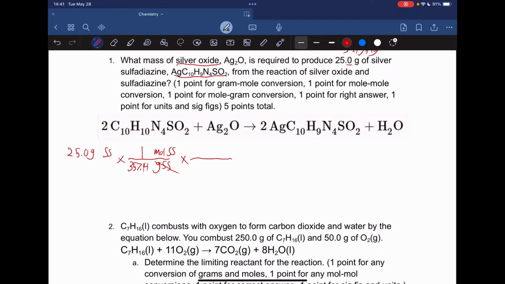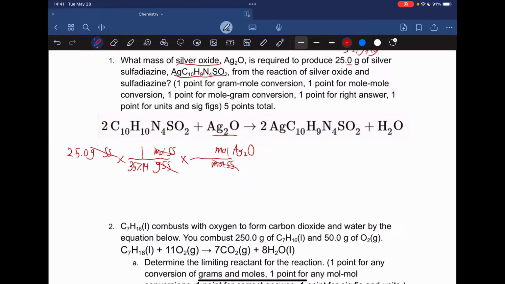So actually, first off, we've canceled the grams of silver sulfadiazine. And we're going to now multiply by a ratio that's going to cancel moles of silver sulfadiazine. So that's what we're going to cancel. And we're going to need moles of what we're trying to go to, which is the silver oxide. So 2 silver, 1 oxygen atom combined together give you silver oxide.